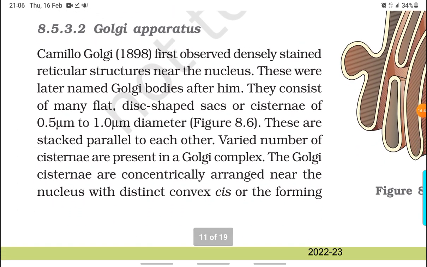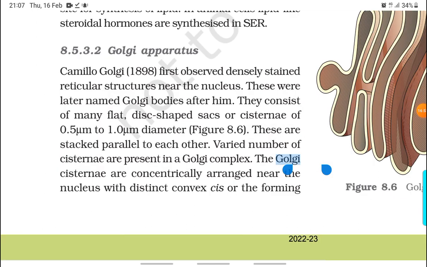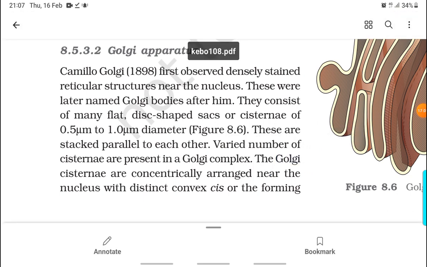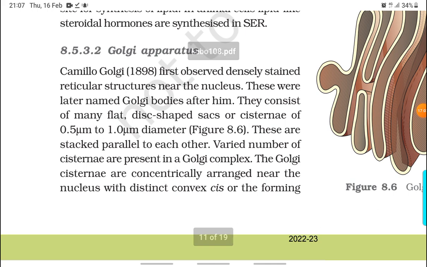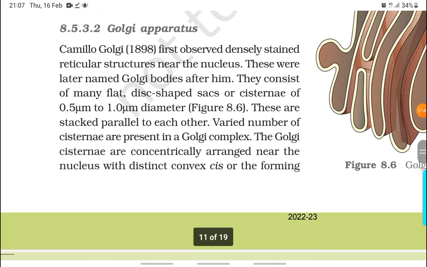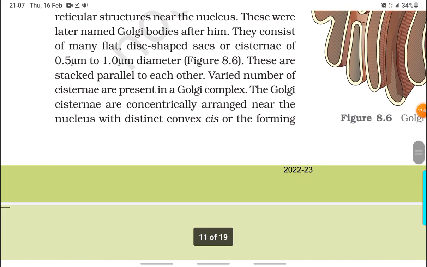Golgi apparatus. Camillo Golgi in 1898 first observed densely stained reticular structures near the nucleus. These were later named Golgi bodies after him. They consist of mainly many flat disc-shaped sacs or cisternae of 0.5 micrometer to 1 micrometer diameter. These are stacked parallel to each other. Varied number of cisternae are present in the Golgi complex.